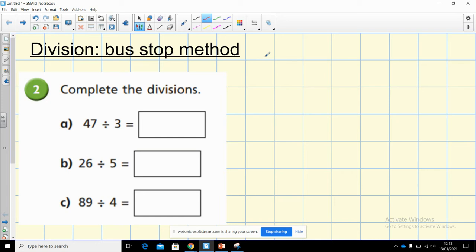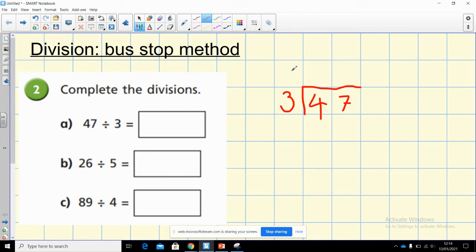So the first one here says 47 shared by 3. So we put the 3, the number that we're sharing by, on the outside of the bus stop, and then you draw your bus stop. It's like a bus shelter where you go and catch the bus. You can use a ruler. My ruler up here is not good for bus stop. It just makes a mess, so forgive me for that. So I put my 47 in the bus stop, and then simply we follow this method.